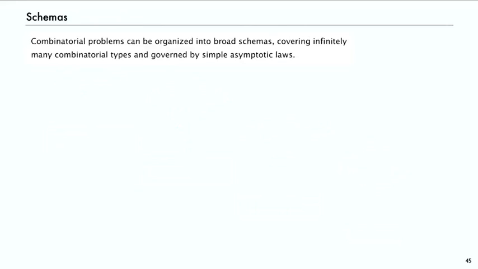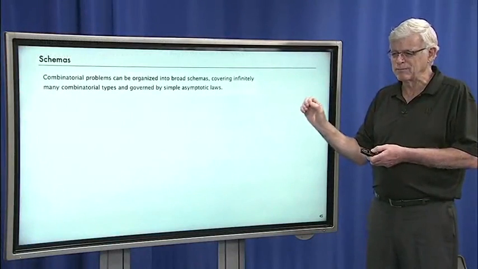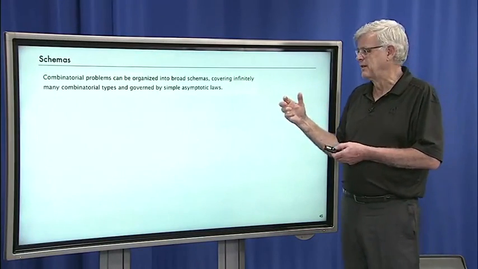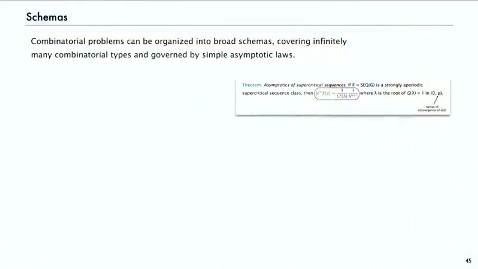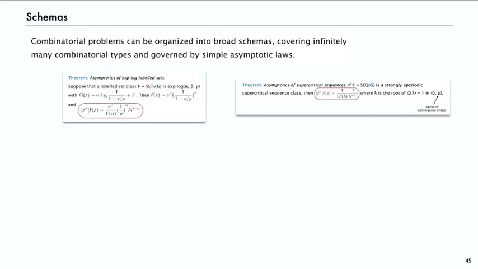But more than that, there's schemas. We saw in several lectures that we can organize combinatorial problems into broad schemas that cover infinitely many combinatorial types and have simple asymptotic laws that govern them. So we looked at the supercritical sequence schema. If it's built as a sequence with certain technical conditions, we know the coefficient asymptotics. Or we look at exp-log.